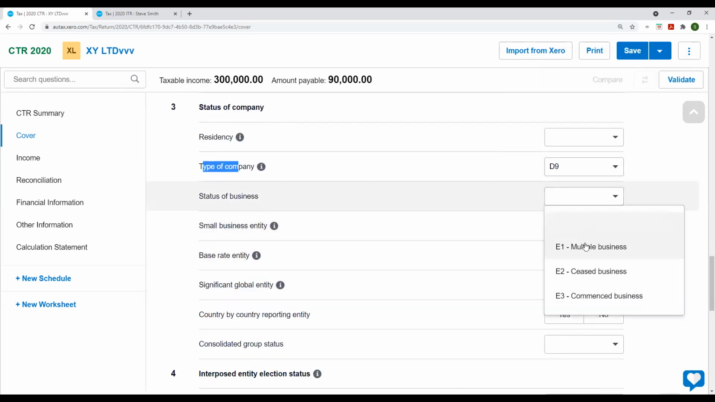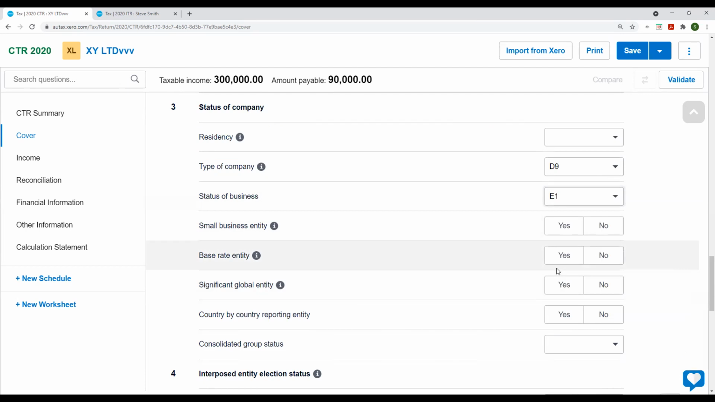Status of the business has 3 types. Cease business means the business is going to be closed, and commence business means it has already commenced operation. If you currently have multiple business operations, you are going to put multiple businesses. So under the one company, if you have multiple different businesses and branches, you're going to put E1. Next one, small business entity. If your business has less than $10 million turnover, you can put yes, so that you are eligible for the small business entity concessions.